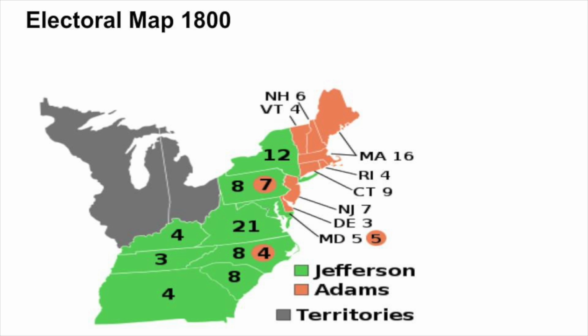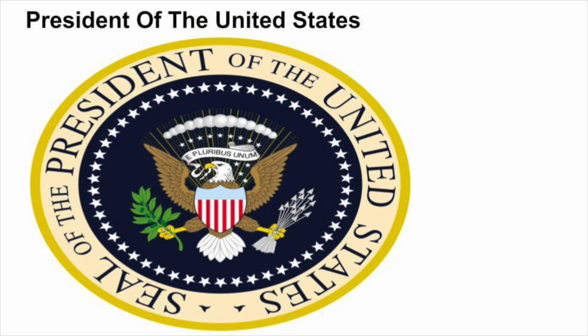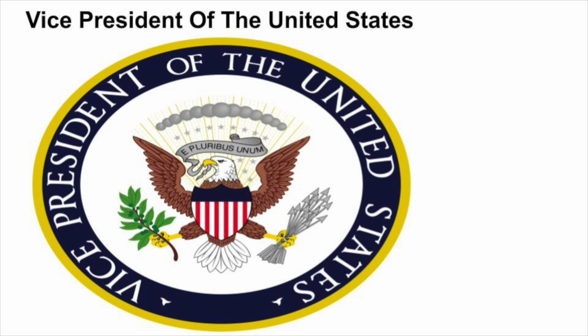As with the previous 2 presidential elections, the original Electoral College allowed each elector allotted by a state to vote for 2 candidates for president. The candidate with the most electoral votes would be elected president, while the candidate with the second most electoral votes would be elected vice president.